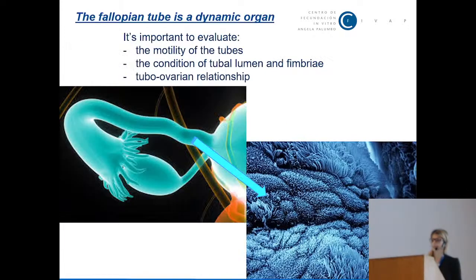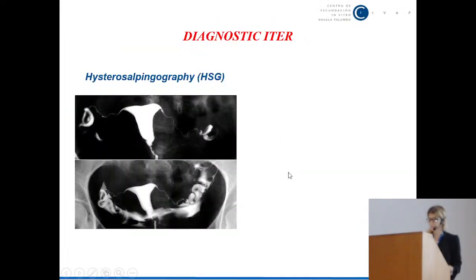It's very important to recognize that the fallopian tube is a dynamic organ, and it's important to evaluate the motility of the tubes, the condition of the tubal lumen and fimbria, and the tubal-ovarian relationship. Traditionally, hysterosalpingography has been the first level study to evaluate the uterine cavity and fallopian tubes, but the improvement in ultrasound technology has allowed the use of ultrasound and specifically 3D ultrasound for this purpose.